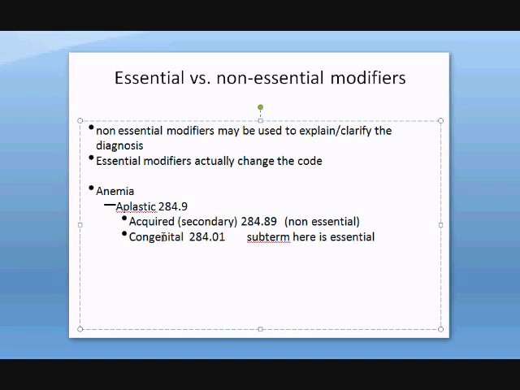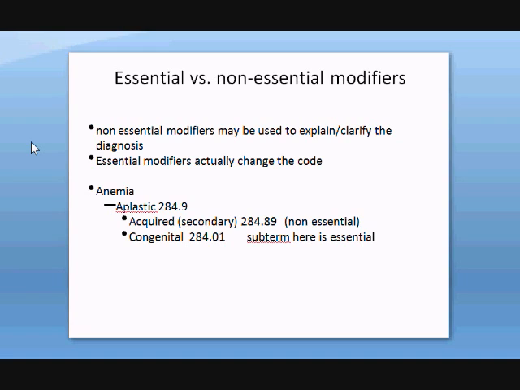And of course, underneath acquired aplastic, you also have a different version, which would be congenital, which obviously means something that you were born with, right? Here, the subterm congenital is not non-essential. It is essential because it changes the very definition. It is no longer just a regular aplastic, nor is it acquired. Specifically, it's a congenital, right? So when you see a term that is already in parentheses, you don't always have to worry about those because those are already part of the definition.